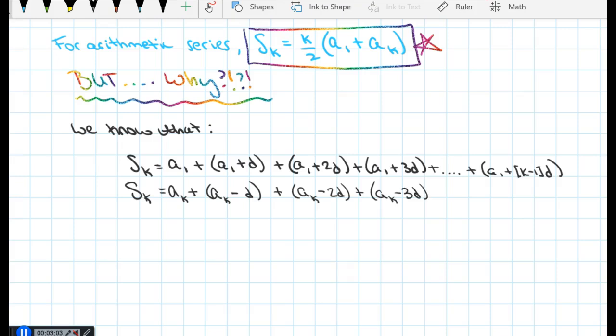So I'm going backwards, you see? This is the series written from the first term to the kth term. This is the series of k terms written from the kth term going all the way back to the first term, which is going to be a sub k minus how many d's? That's right, k minus 1 d's.